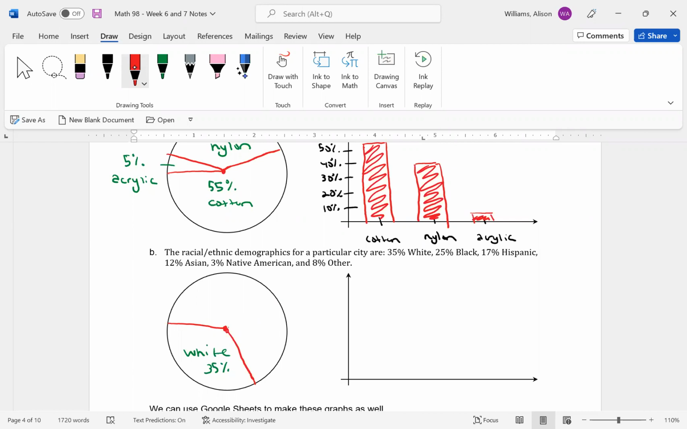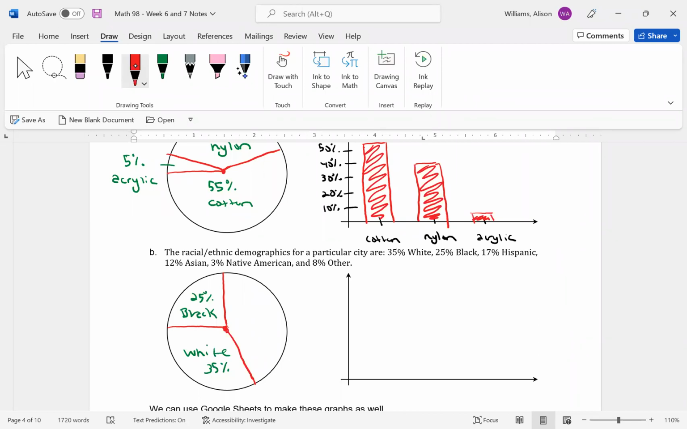Here, I'm actually going to do it like this. That looks like a very sad straight line. It's supposed to be a straight line. There we go. That definitely looks like a quarter, that top one here. So that'll be 25% black. Oops. Okay, looked a little sloppy. Okay. And then it goes 17% Hispanic, 12% Asian.